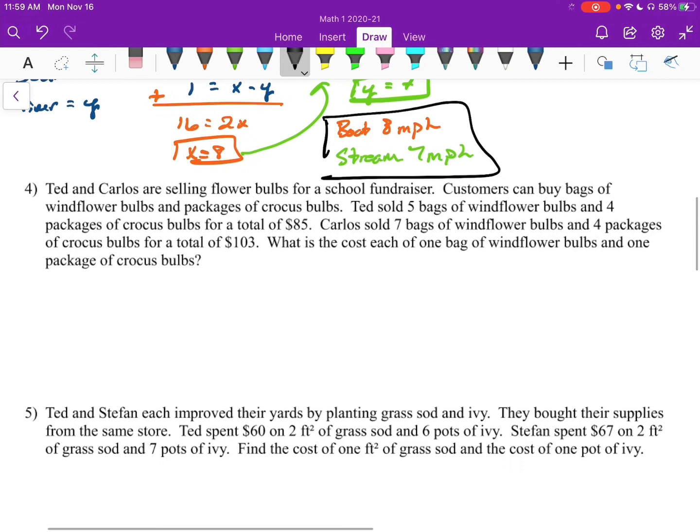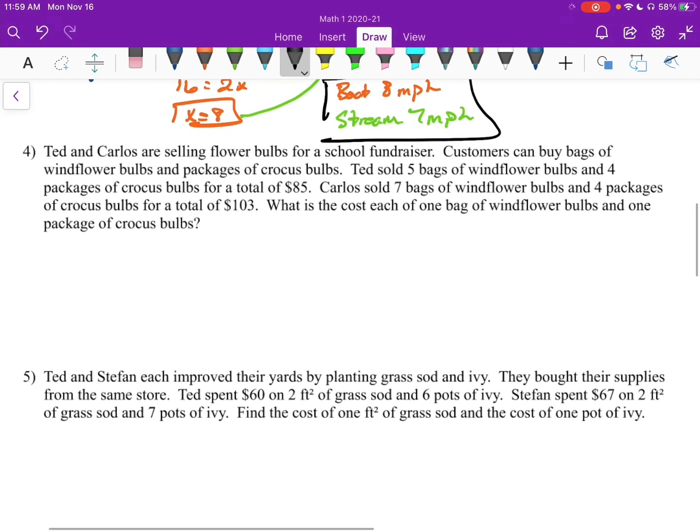All right, number 4. Ted and Carlos are selling flower bulbs for a school fundraiser. Customers can buy bags of windflower bulbs and packages of the other kind of bulbs. Ted sold 5 bags of windflower bulbs and 4 packages of sea bulbs for a total of $85. So the way that we set this up is you need to first assign a variable to each kind. So we'll have W for the windflower and C for whatever that means.